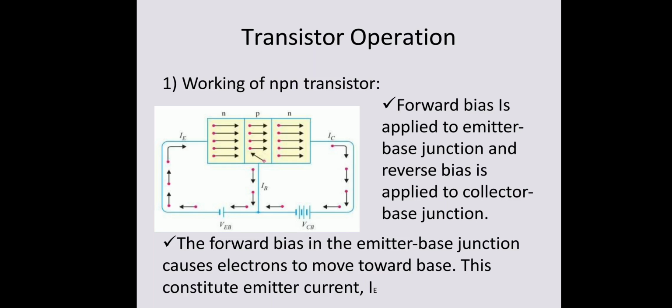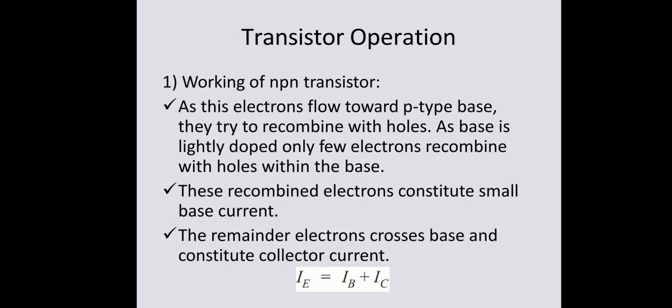So the forward bias in the emitter base junction causes electrons to move towards the base. This is an NPN transistor, so at the emitter side, the majority carriers are electrons. When a junction is forward biased, the majority carriers will move from one side to the other. So electrons will move from the emitter side to the base side through the emitter base junction. That current is called IE. We can see in the figure the IE is marked. That is the majority current from the emitter side, which is due to electrons in an NPN transistor.